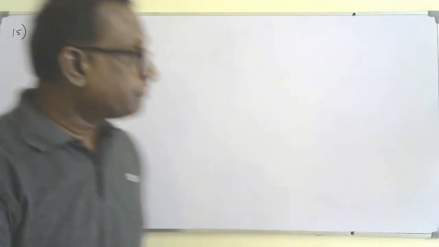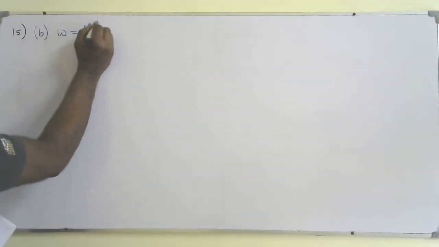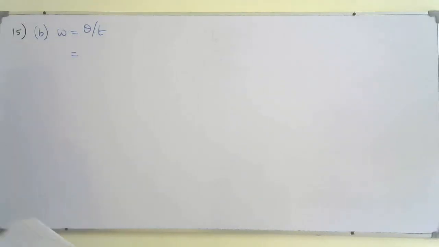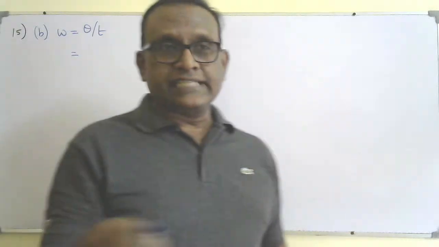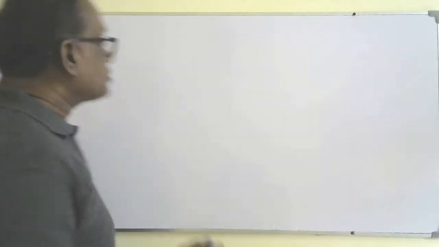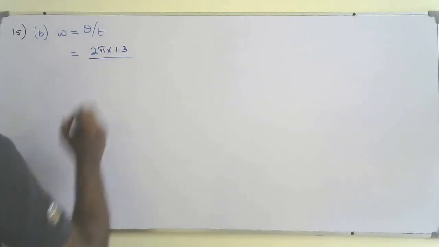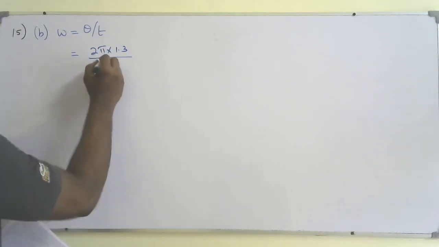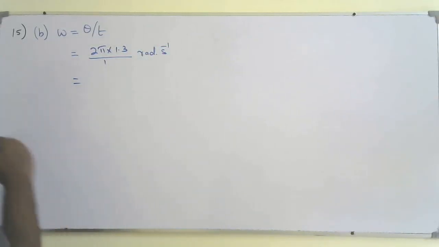So omega, we can find that. Omega is equal to the change in central angle over the time taken. It completes 1.3 revolutions. When it completes one revolution, the change in central angle will be 2 pi radian. So this will be 2 pi times 1.3 over the time taken, which is 1 second. So this much radian per second.